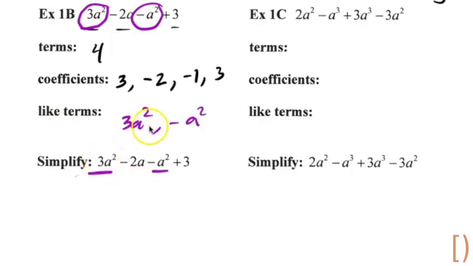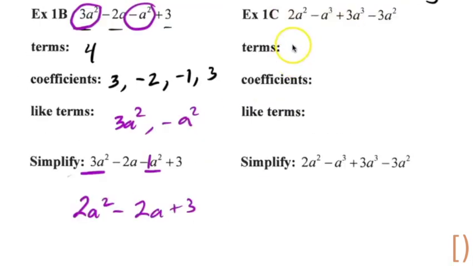So 3a squared minus 1a squared. 3 minus 1 is 2, so we're going to get 2a squared. Everything else stays the same: minus 2a plus 3. And now we have 3 terms. Okay, this one here. How many terms?